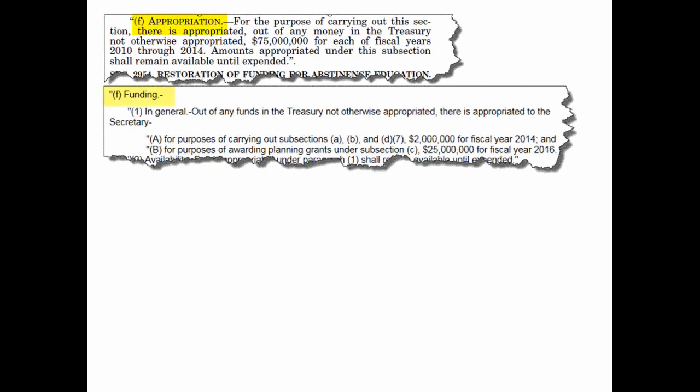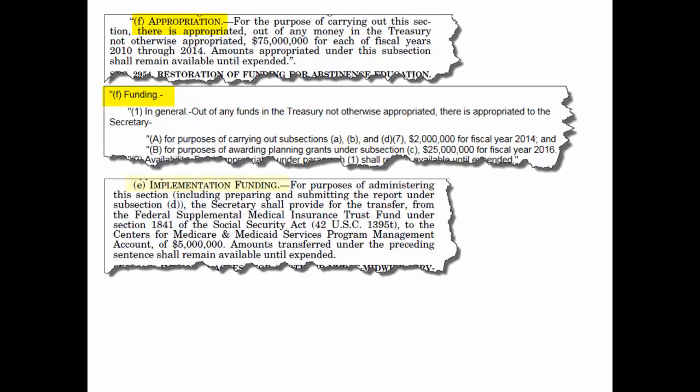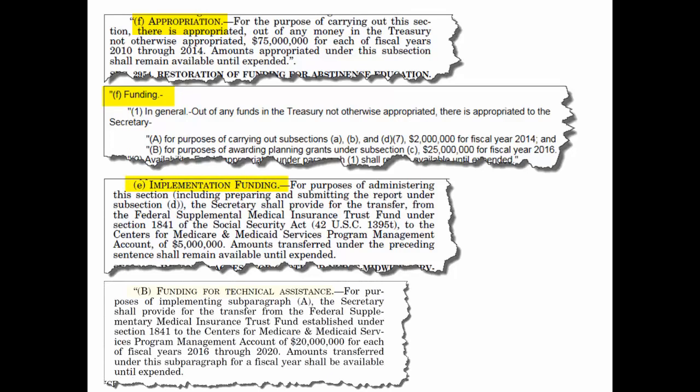With permanent appropriations, finding appropriation language is not as straightforward. Typically, permanent law appropriation language appears in sections titled Appropriation, Funding, Implementation Funding, Funding for Technical Assistance, and so forth. And this may occur in the middle of programmatic legislation.